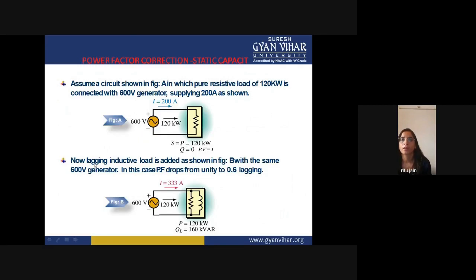Now, a lagging inductive load is added, as shown in the figure, with the same 600-volt generator. So you have now connected one inductive load over here. You can see that P is equal to 120 kilowatt and QL is equal to 160 kVAr. So this inductive load will draw some current. When you connect the inductive load in parallel with this resistance, the active power remains the same, but the reactive power increases to 160 kVAr, which was 0 before.